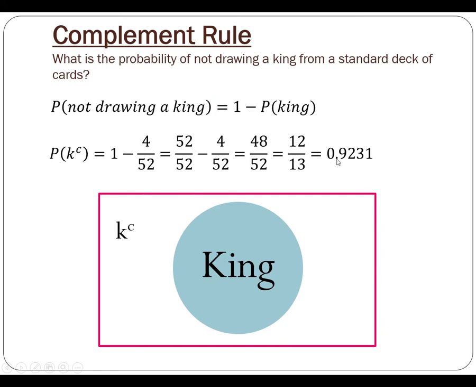So there's a 92.31% chance of drawing a card that is not a king from the deck of cards, which makes sense because there are more cards in the deck that are not kings than there are kings.